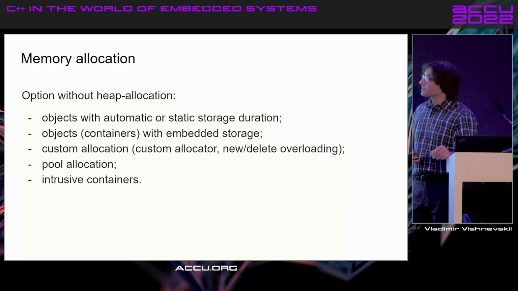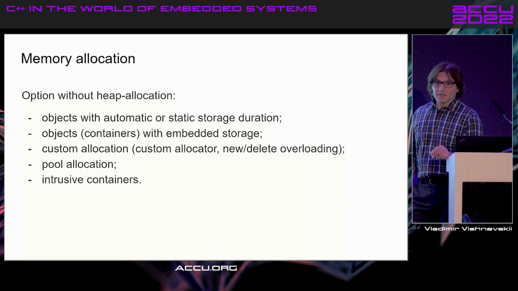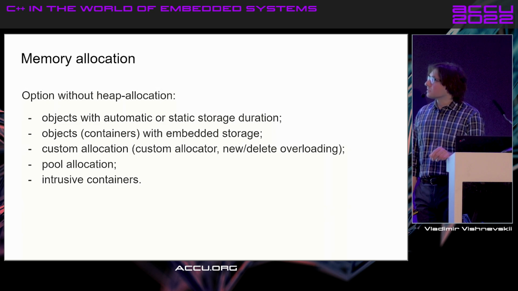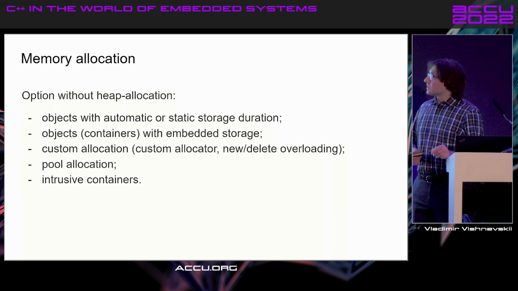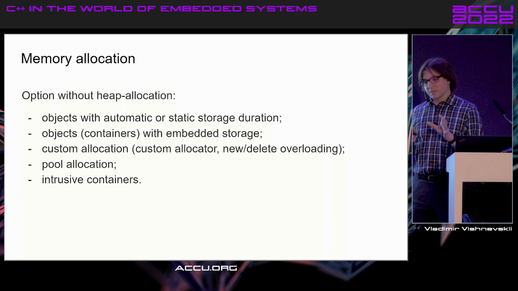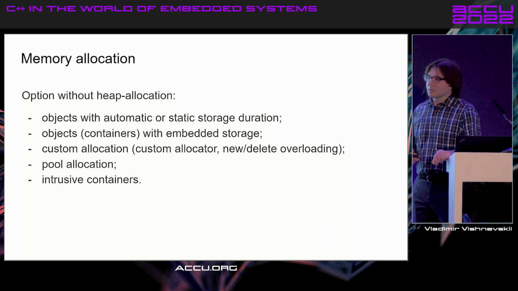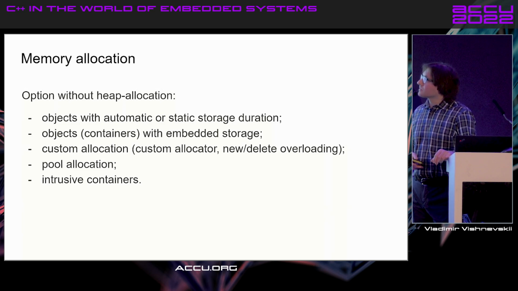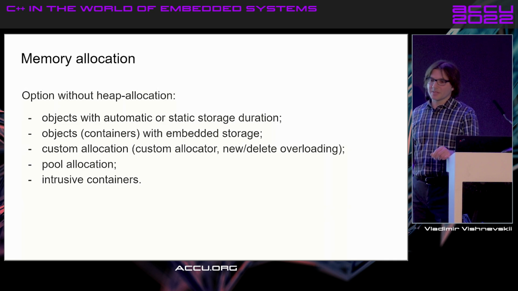There are several. We can use only objects with automatic and static storage duration. Also, we can have some containers that have embedded storage, without dynamic allocation, with some predefined size. We can implement custom allocation that allocates data for the container within buffers that also have static or automatic storage duration.